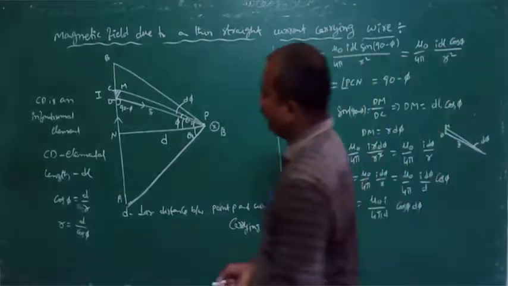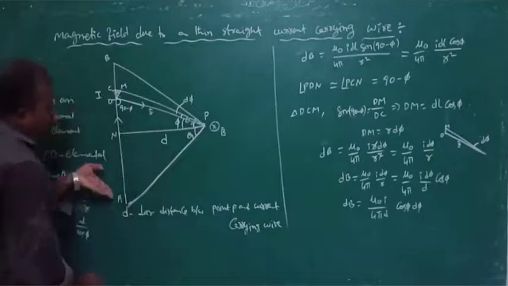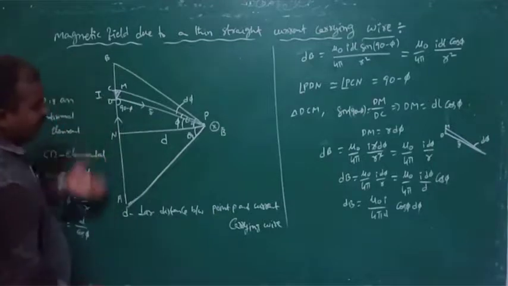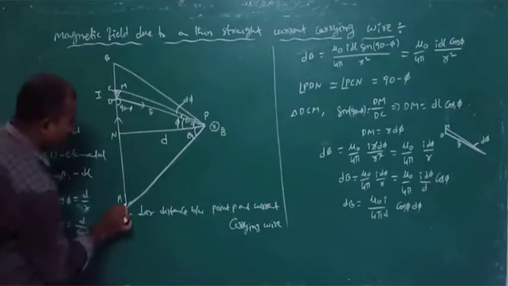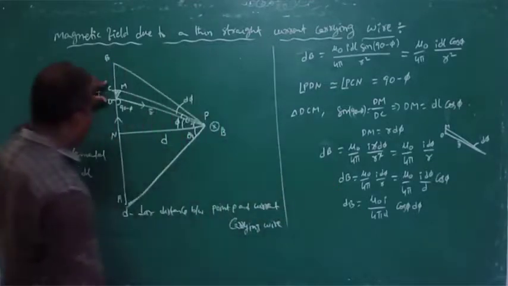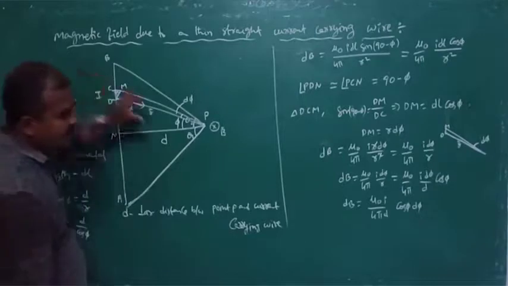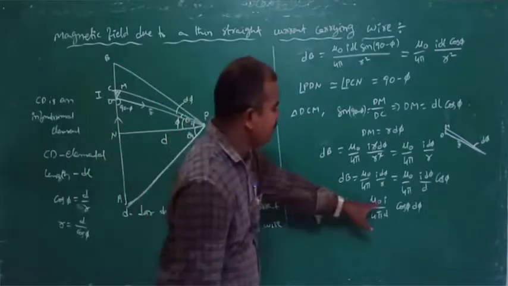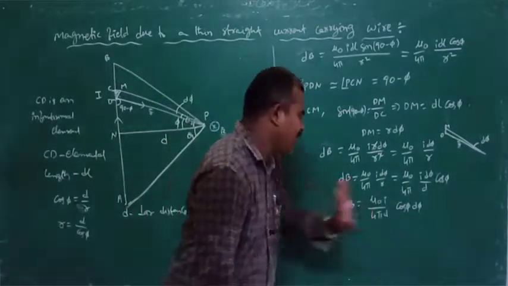We need to find the magnetic field due to the total wire of length AB, that is, the magnetic field from A to B. This is the magnetic field induction due to this small element: dB equals μ0 I by 4π d into cos φ dφ.